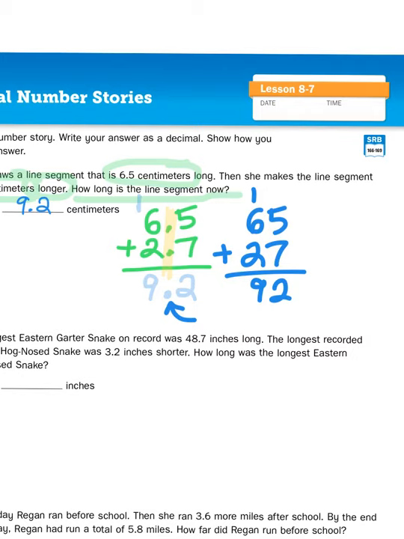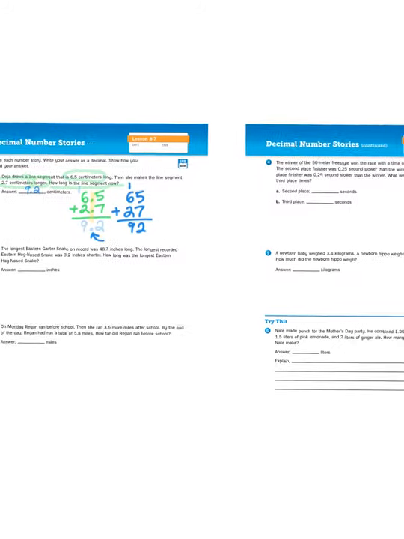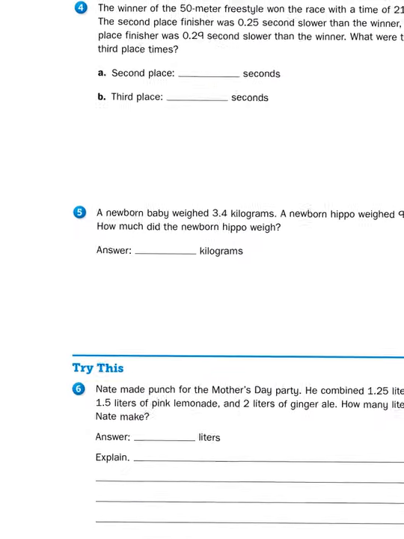So we need to make sure that we are lining up our place values, especially our decimals, to make sure that we are adding the right place values. So when you're approaching an addition or a subtraction problem like you are in problems 2, 3, and 4, you need to make sure that you are lining up your place values and doing your operations vertically. Now let's take a look at number 5 real quick.